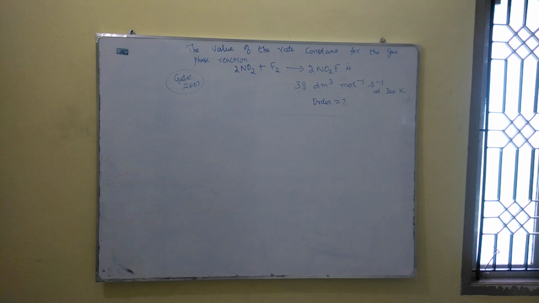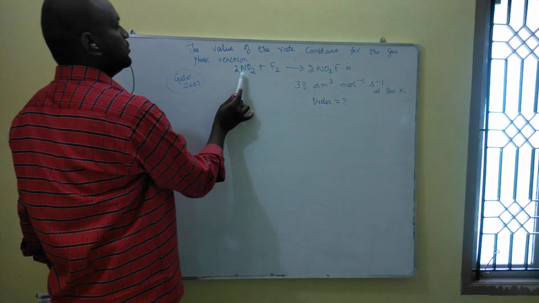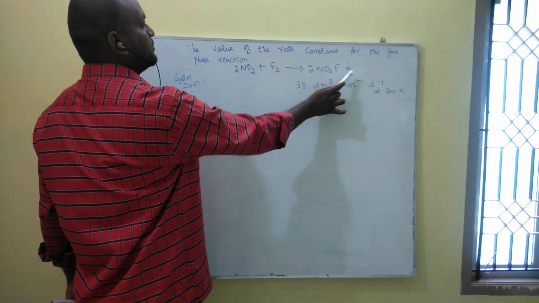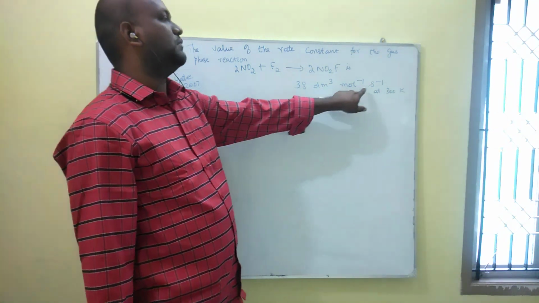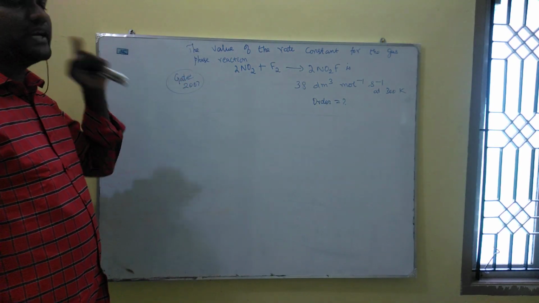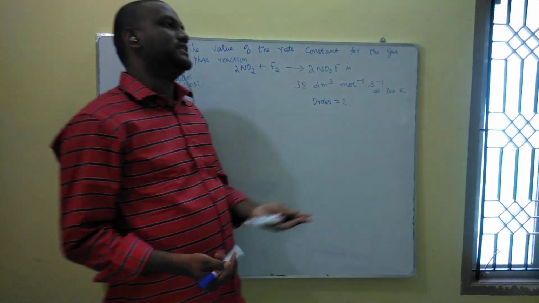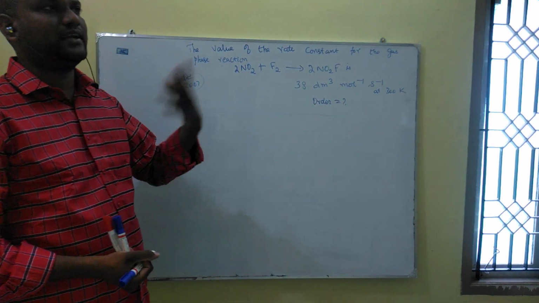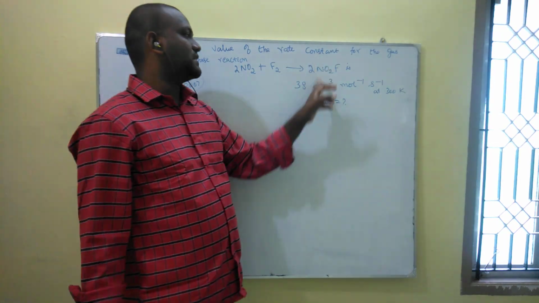Here is another problem, a GATE 2007 question. The value of the rate constant for the gas phase reaction 2NO2 plus F2 gives 2NO2F is 38 decimeter cube per mole per second at 300 Kelvin. What is the order of the reaction? So there is no information given regarding the rate value or concentration, nothing is given. Only the rate constant value is given.